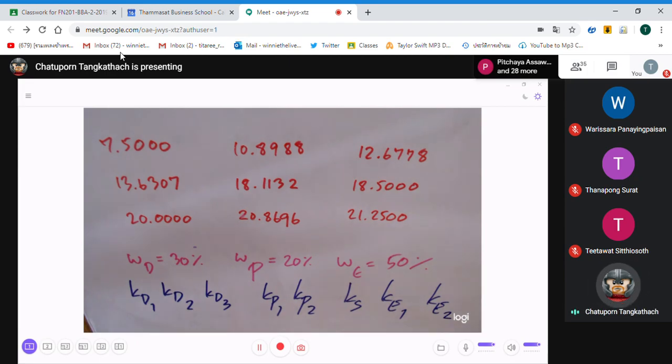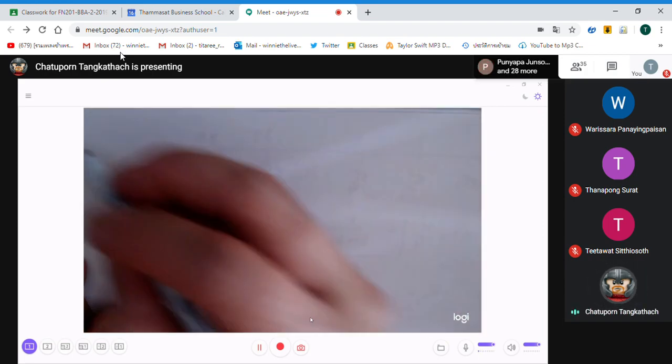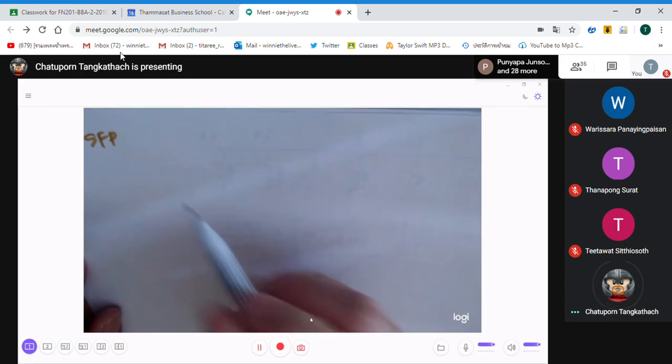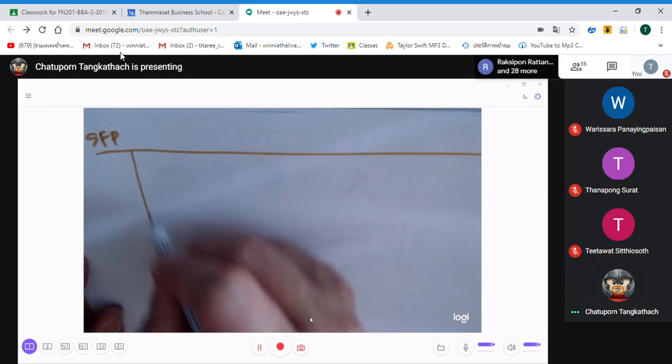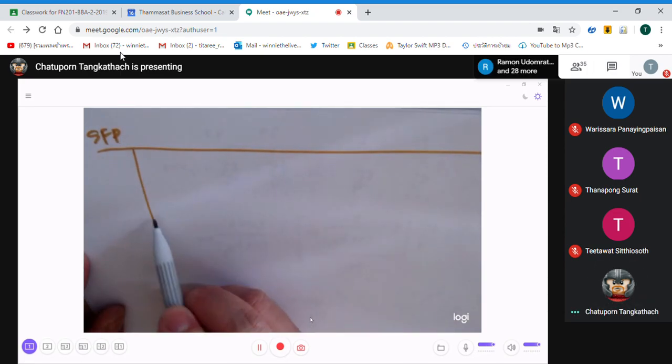Okay. So after we have all the cost of debt, cost of preferred share, and cost of common equity, now we are going to look at the flow of funds that comes into this firm. So let's look at the right hand side of the statement of financial position. I just show you the right hand side only.